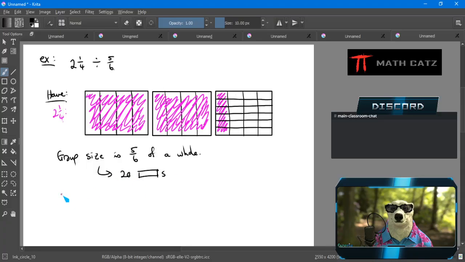So now I want to see how many times I can fit in a group of 20 little pieces. How many times can I fit this in? So I need to split the other rectangles as well so I can start fitting it in.